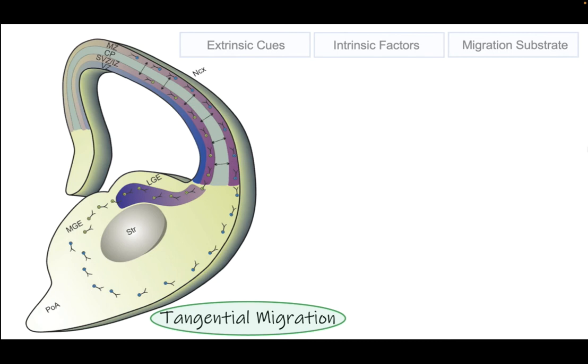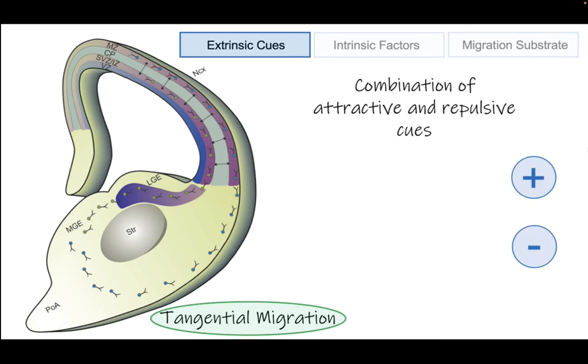Let's start with the extrinsic cues. Interneurons utilize gradients of secreted chemoattractive and repulsive cues to migrate towards the cortex. One key chemokine is stromal-derived factor 1, also known as CXCL12, which gets expressed and secreted in the marginal zone and intermediate zone of the cortex. This extrinsic signal attracts interneurons expressing the corresponding receptor CXCR4 and plays an important role in defining marginal zone and intermediate zone as the main migrational paths for interneurons.